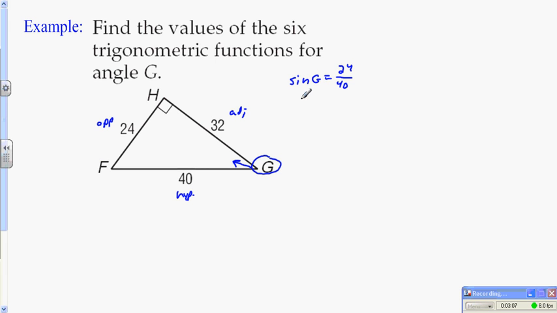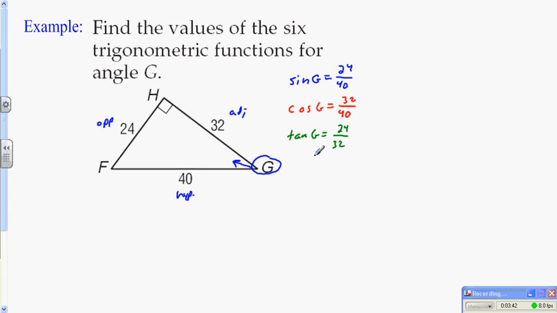Cosine of G is equal to adjacent over hypotenuse, and tangent of G is opposite over adjacent. Okay, those are the ones that we are most familiar with. Now let's go to the reciprocals of them.